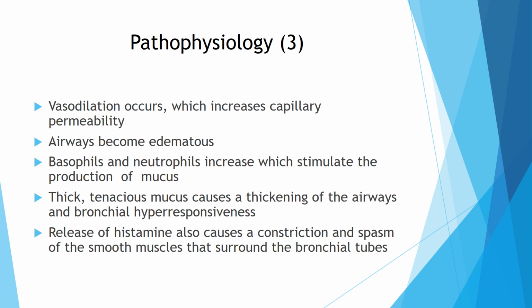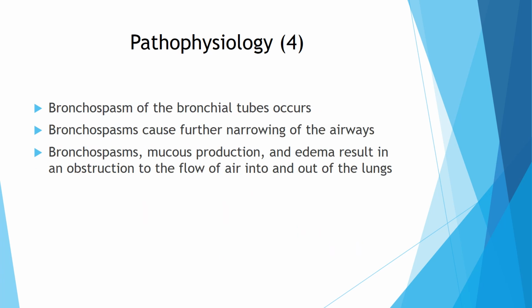The release of histamine will also cause a constriction and spasm of the smooth muscles that surround these bronchial tubes. So bronchospasm of the bronchial tubes will occur. It's going to cause further narrowing of the airways. So bronchospasms, mucus production, and edema will result in an obstruction to the flow of air into and out of the lungs. So in this respect, we are talking about ventilation.